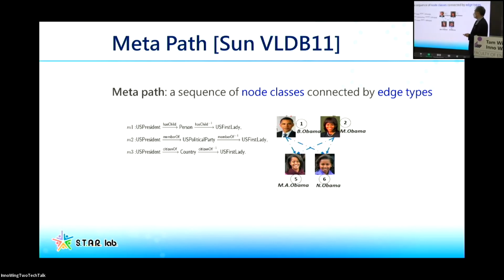In fact, in the HIN, there is a large number of meta paths. For example, besides the has-child relationship, the US president and the First Lady can also belong to the same political party, and they can also be the citizen of the same country. What researchers found is that these meta paths are very important to compute how close two entities are.